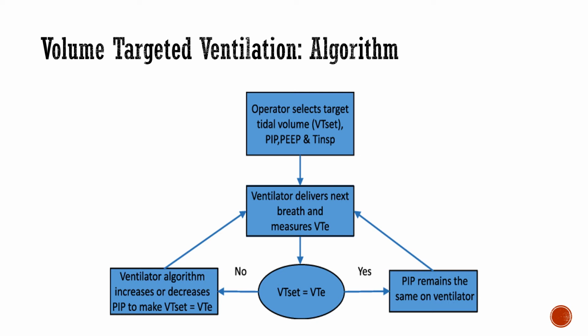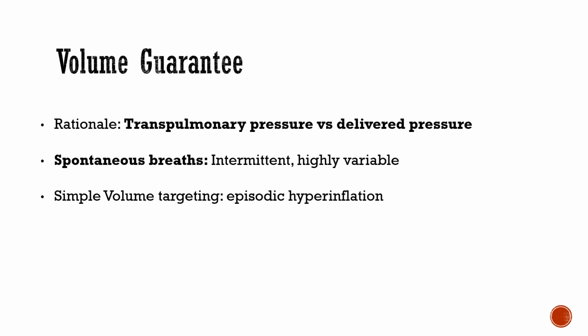However, if the measured end expiratory tidal volume exceeds that of our target, then the ventilator reduces the inflation pressure delivered, and vice versa. If it is below our set target tidal volume, the ventilator increases the delivered inflation pressures accordingly. What is volume guarantee ventilation?